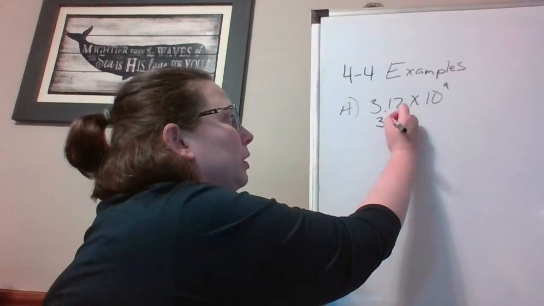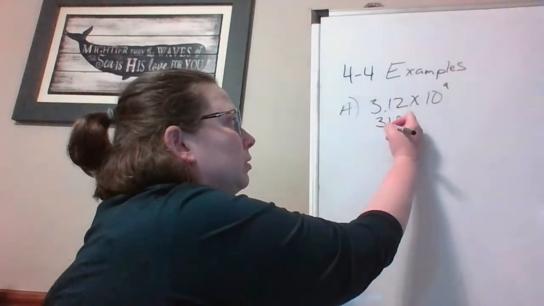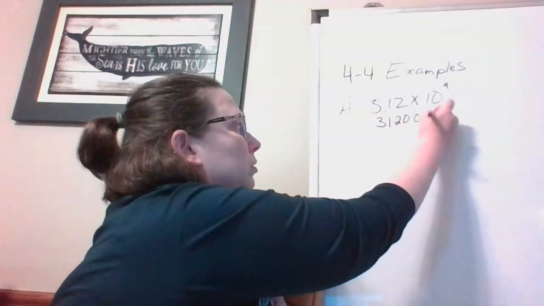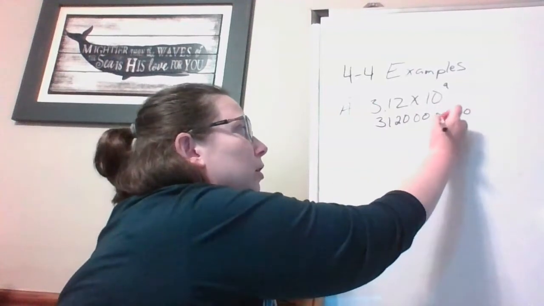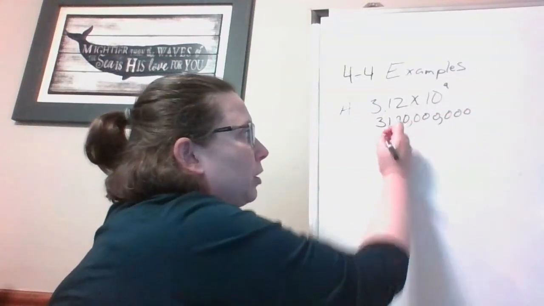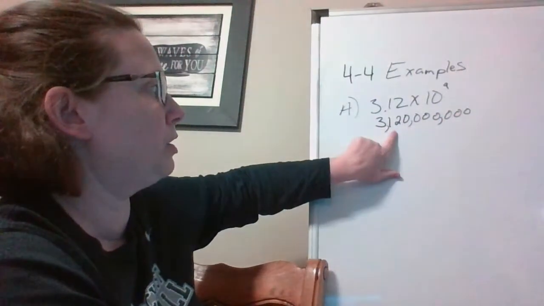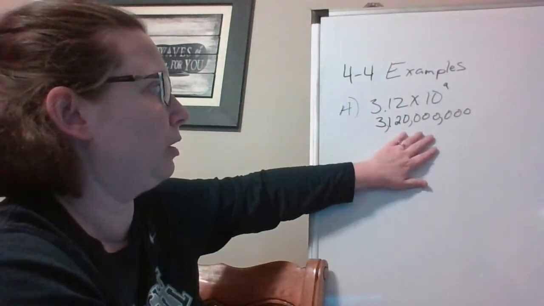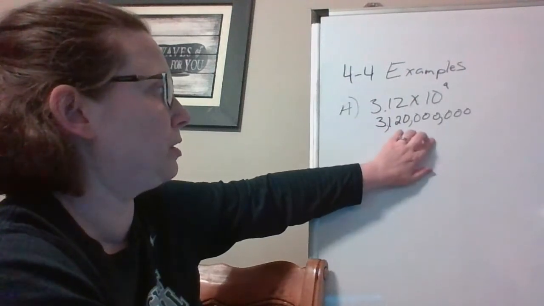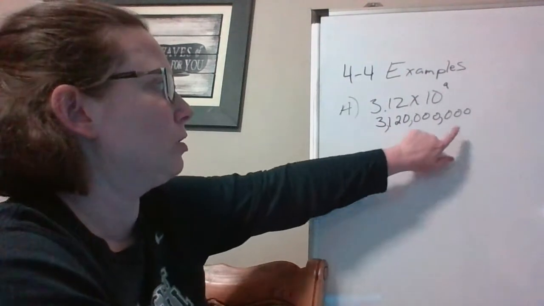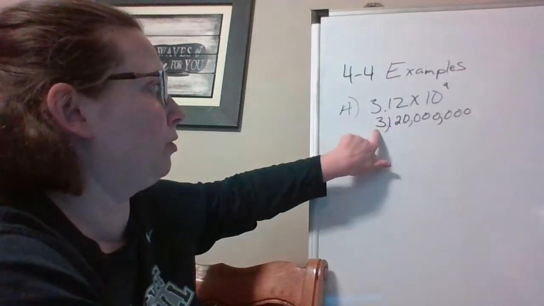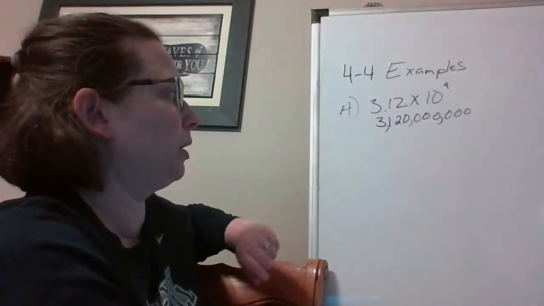So our answer here, let's see, 1, 2, 3. Always remember to drop your commas in, starting at the right every 3 digits. And here is our answer in standard form. So we have 3,120,000,000 here.